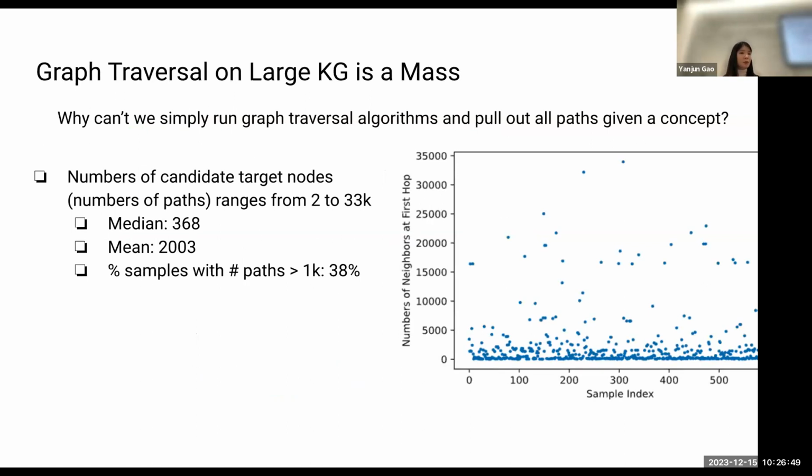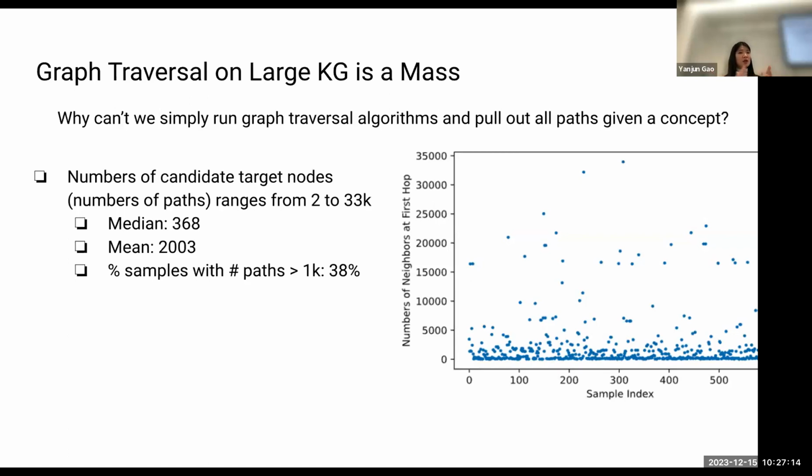The answer is no, because when we did a sample calculation on a small sample of the knowledge graph and the input, we found that the median number of first hop target nodes is 368, while the average number is 2,000. So what does that mean? There are on average about 2,000 paths that you can pull out given one concept. And that's only one hop.